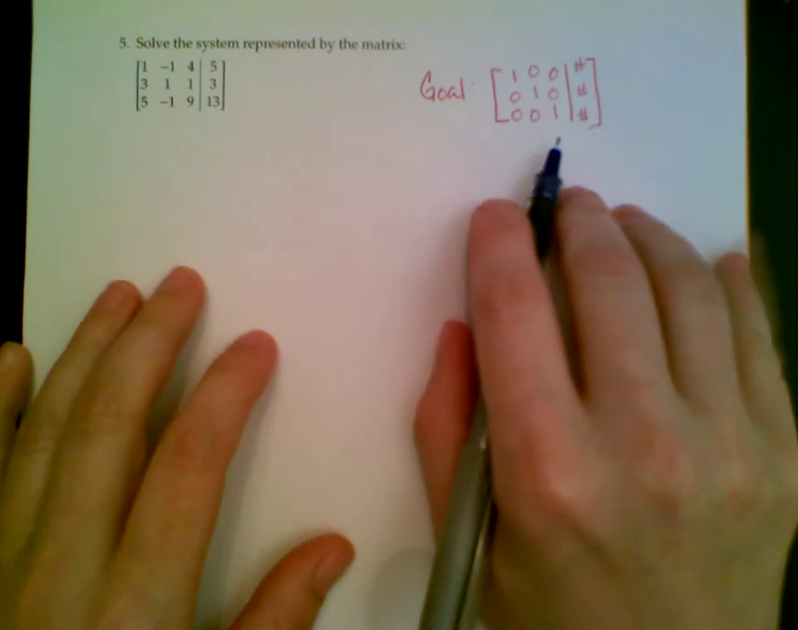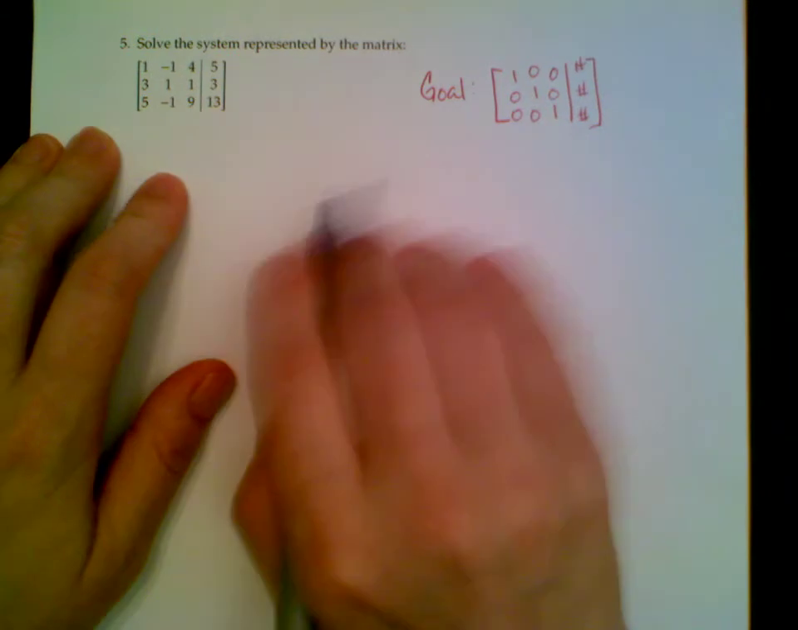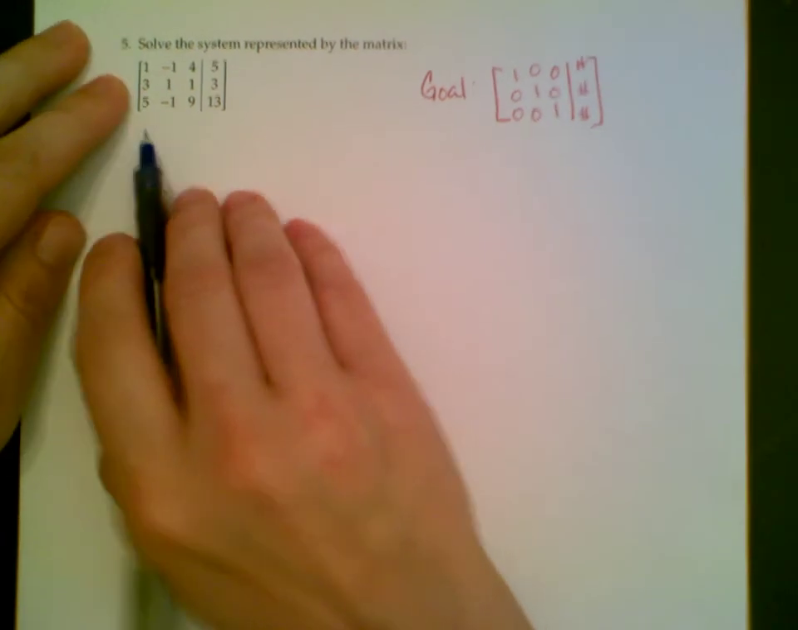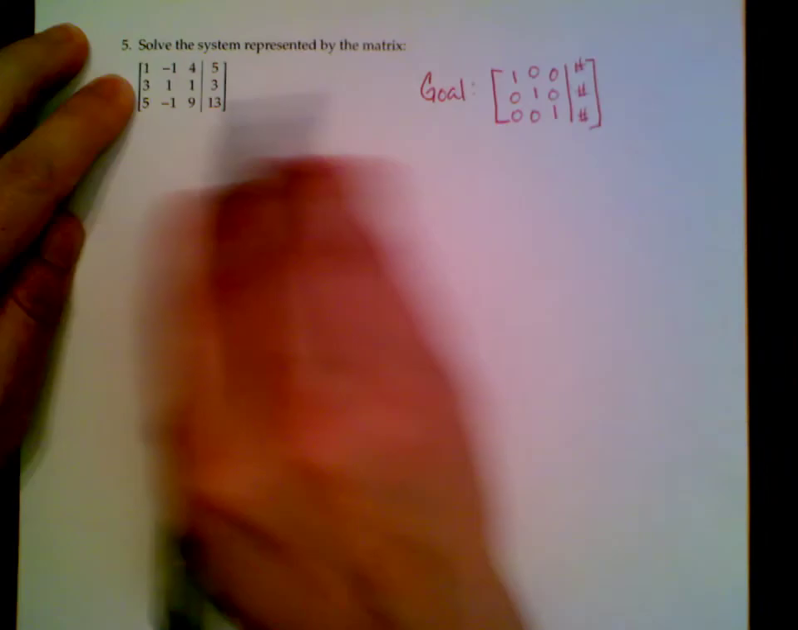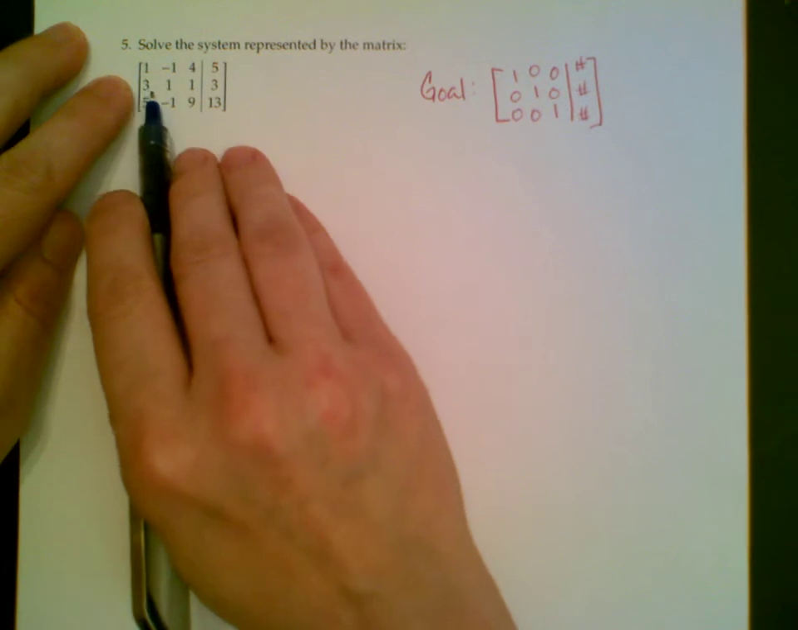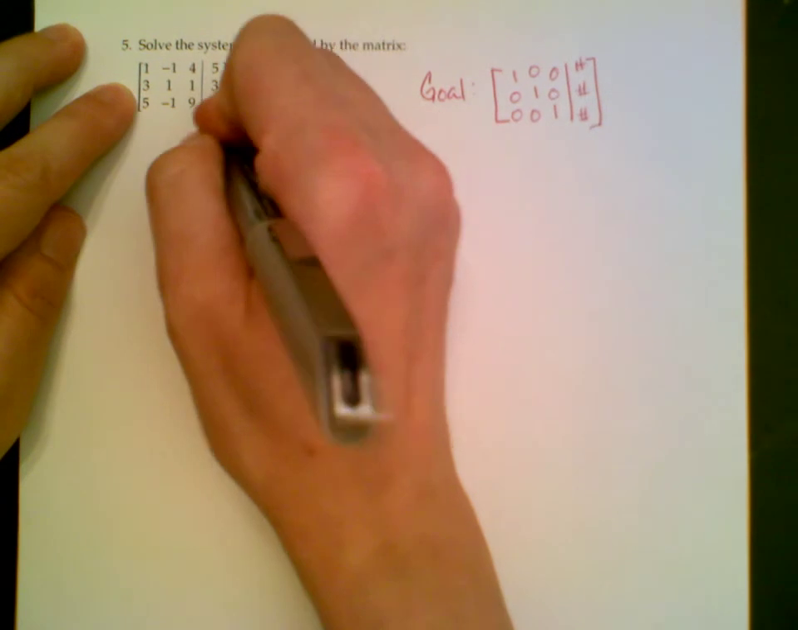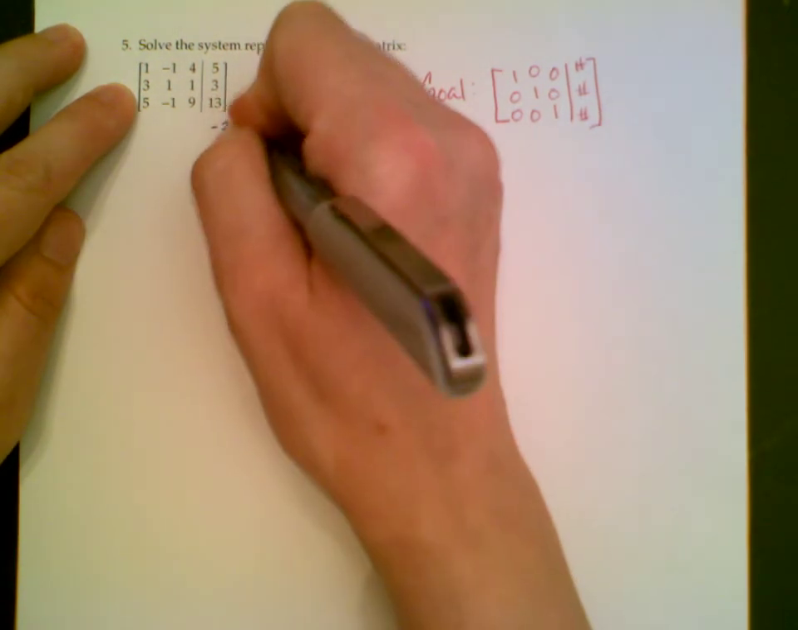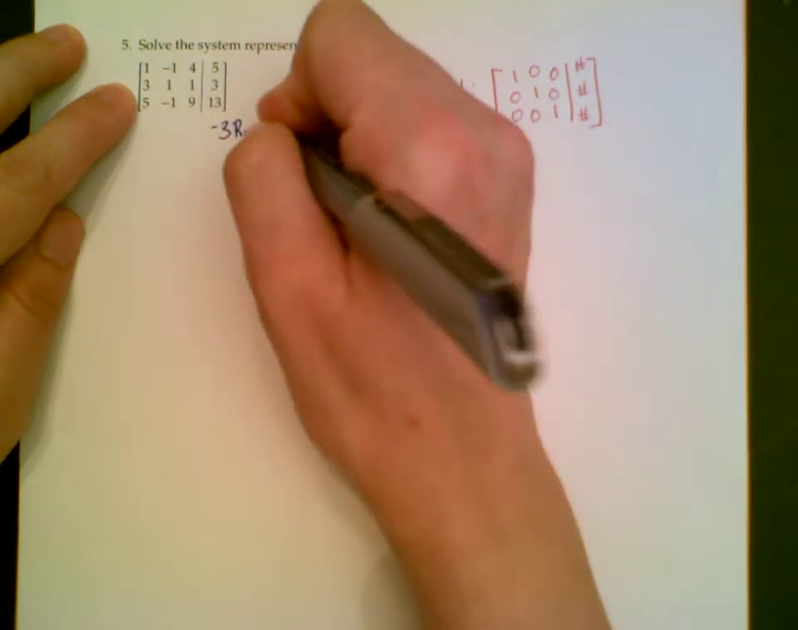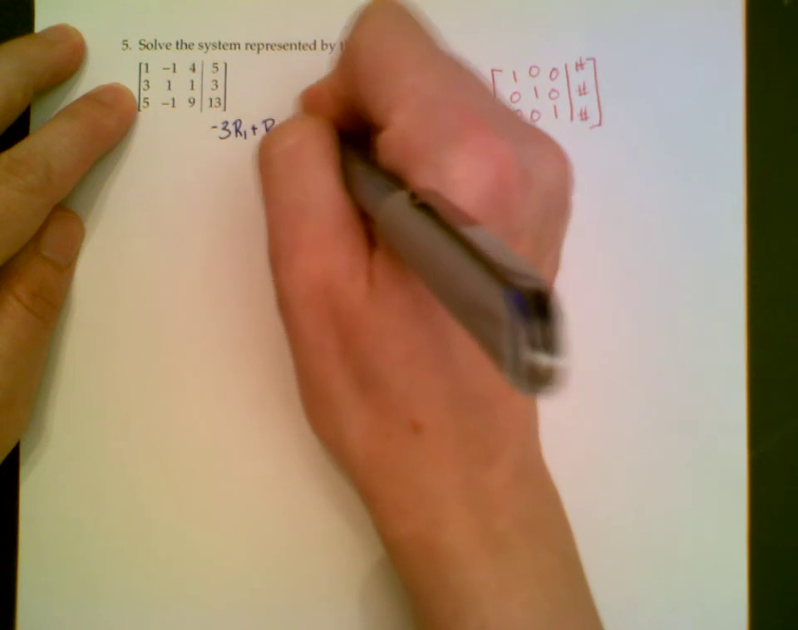Okay, so here is example 5. I've already got our goal form written down. And let's just dive in. Notice that we already have a 1 where we want it, which is nice. Let's get this 3 to turn into a 0. And the way that we'll do that is -3 times row 1 plus row 2. Store that in row 2.